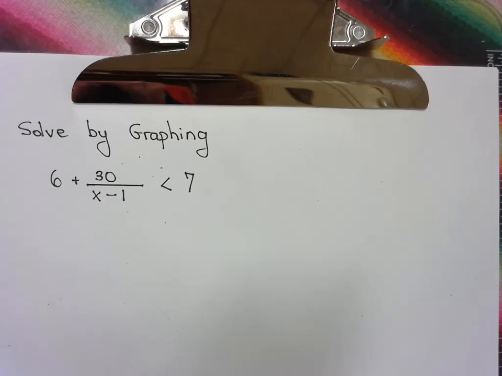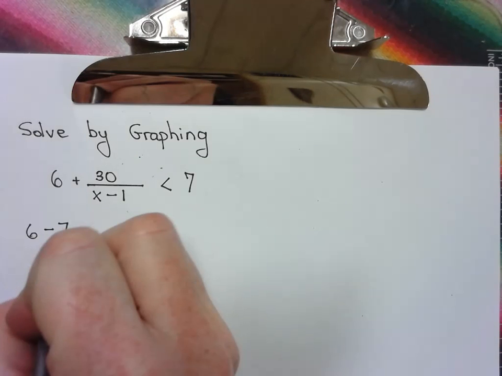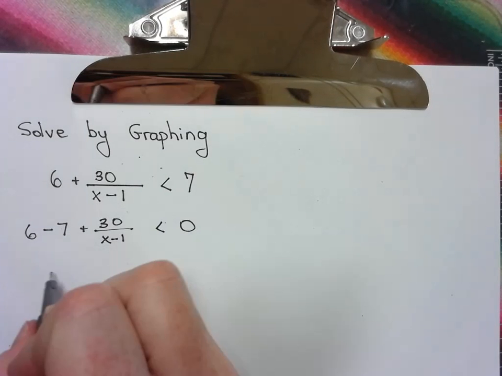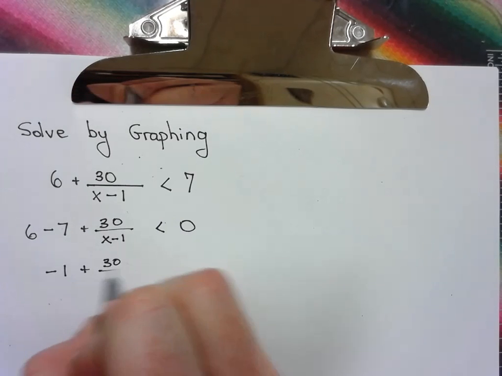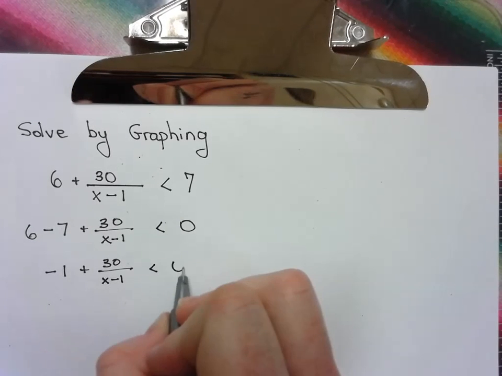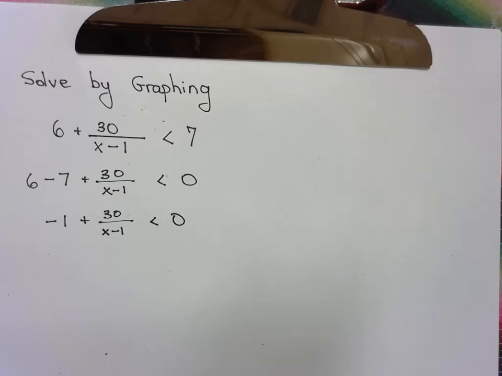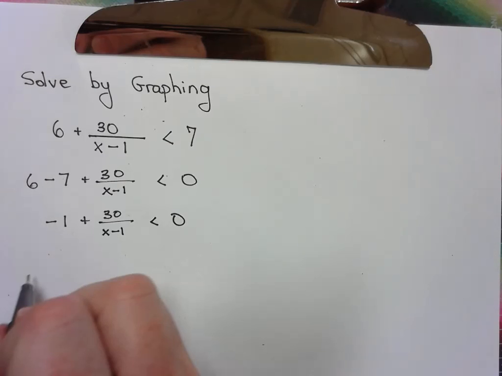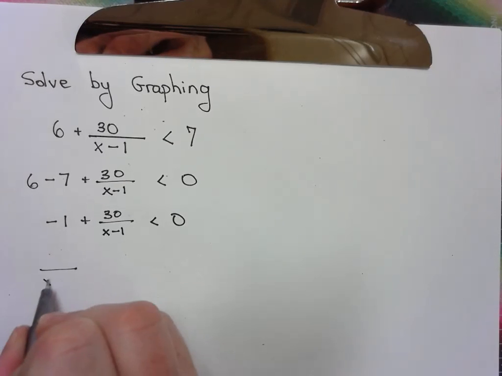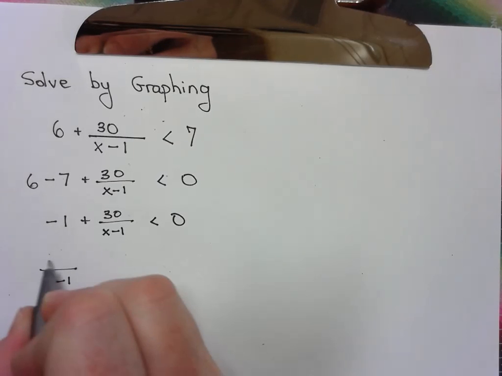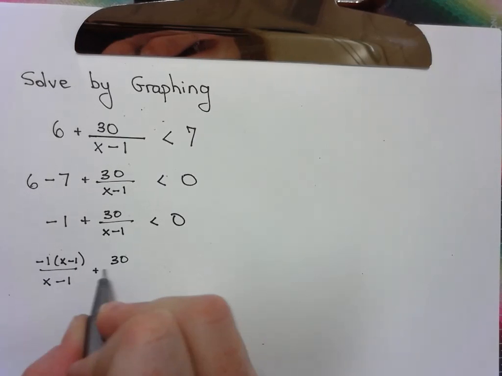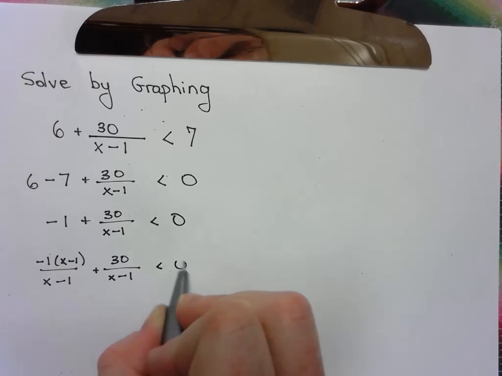So if we bring the 7 over, we have 6 subtract 7 plus 30 over x minus 1 is less than 0. So I end up with negative 1 plus 30 over x minus 1 is less than 0. Now, in order to understand this expression here, I want to get a common denominator. So I'm going to have a common denominator of x minus 1, which means that I'm going to have negative 1 times x minus 1 in the numerator and x minus 1 in the denominator, plus 30 over x minus 1 is all less than 0.